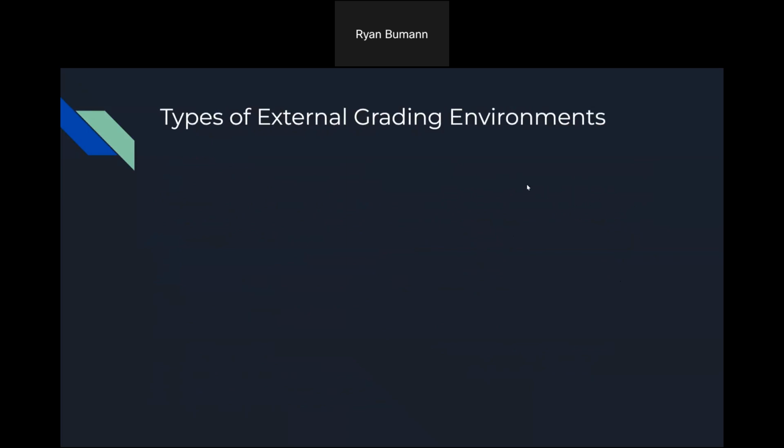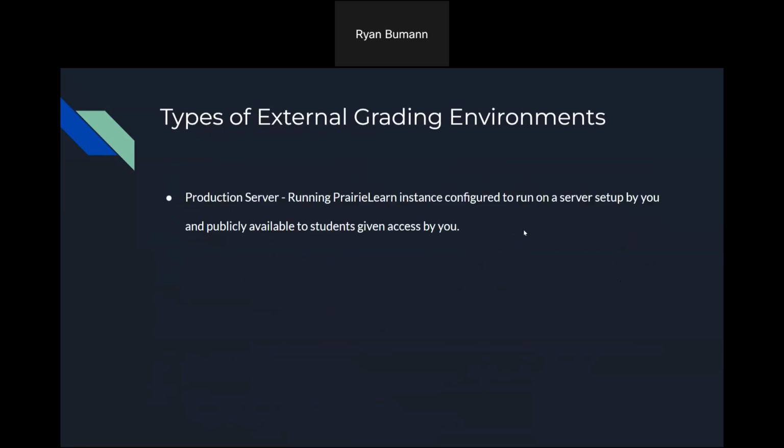So the types of external grading environments. The first one is the production server environment. This is a running PrairieLearn instance configured to run on a server that you set up, and then it is publicly available for students to access if you give them access. So that is the first type. The second type is a local environment where you have a PrairieLearn instance running on your computer's localhost.